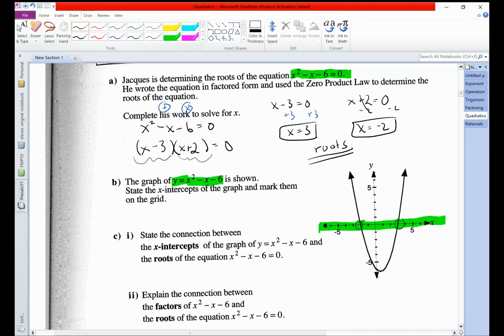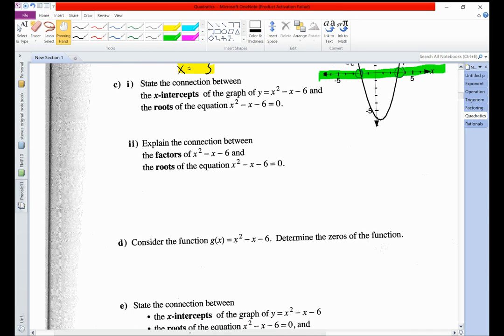What values of x is that? Well, that's -1, -2, and 1, 2, 3. So the x-intercepts are at x is equal to -2 and x is equal to 3. And you can see that those intercepts are the same as these roots. So it says state the connection between the x-intercepts of the graph and the roots of the equation. Well, they are the same.